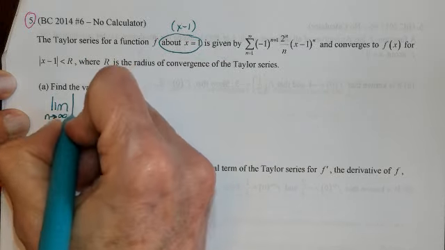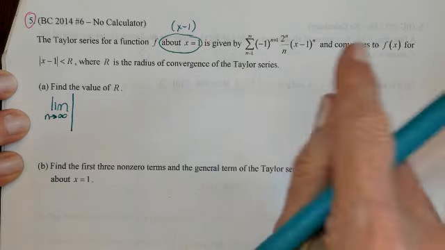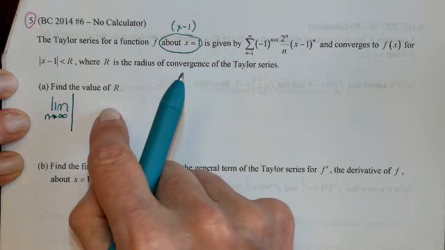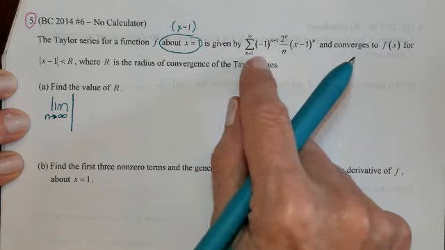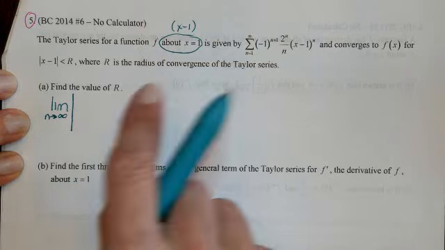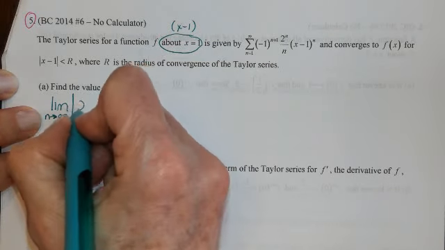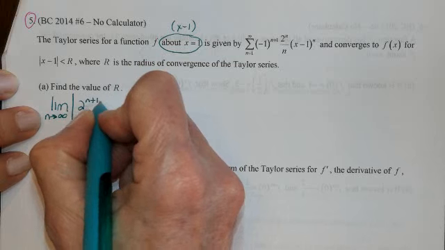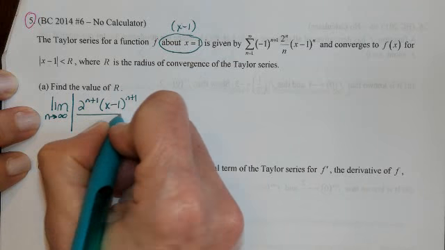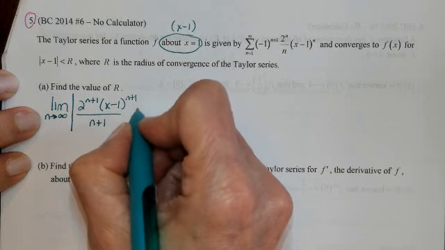Okay. So I go to my general term. I can ignore the -1 because I'm taking an absolute value, and mathematically that's going to be 1. So I don't even have to put it in there. But I need to put in everything else. So I start with the n plus 1 term, right? So we'll have 2 to the n plus 1 times x minus 1 to the n plus 1 divided by n plus 1. That's the n plus 1 term.